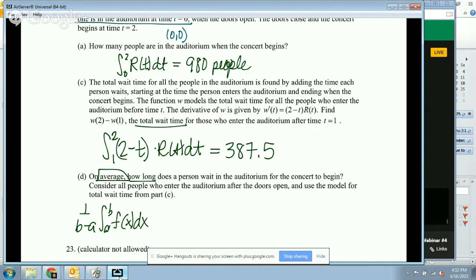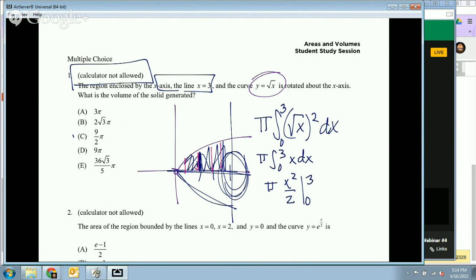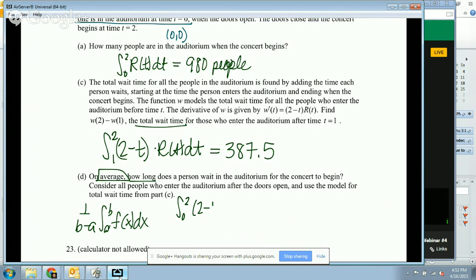Okay. So how long does a person wait in the auditorium for a concert to begin? Consider all the people who enter the auditorium after the doors open and use the model for the total wait time from part C. Okay, it's 9, so I do have that 9 over 2 pi. So that's a nice lower level, right? Because this represents the wait time.